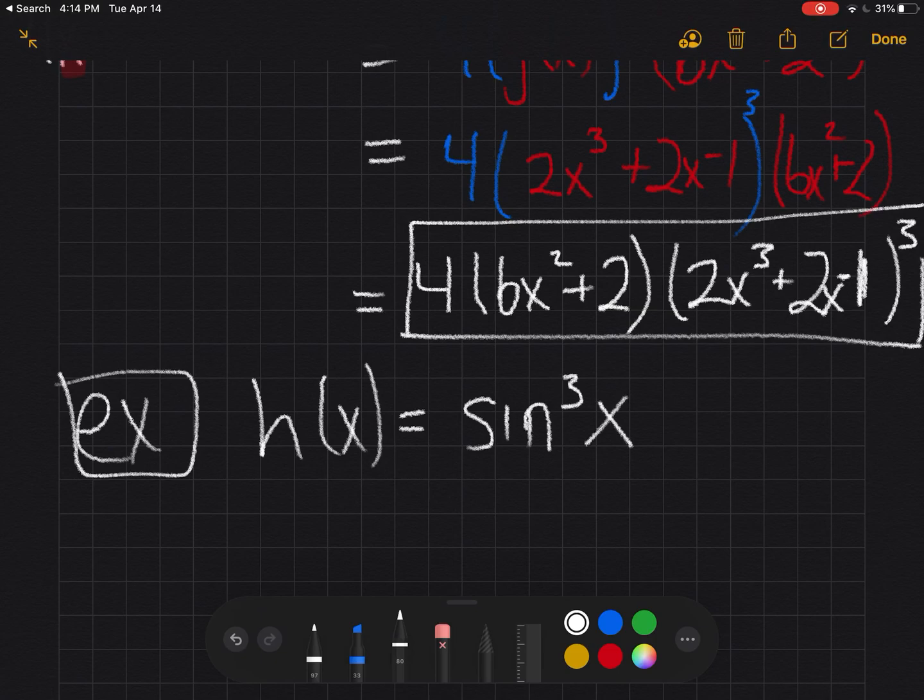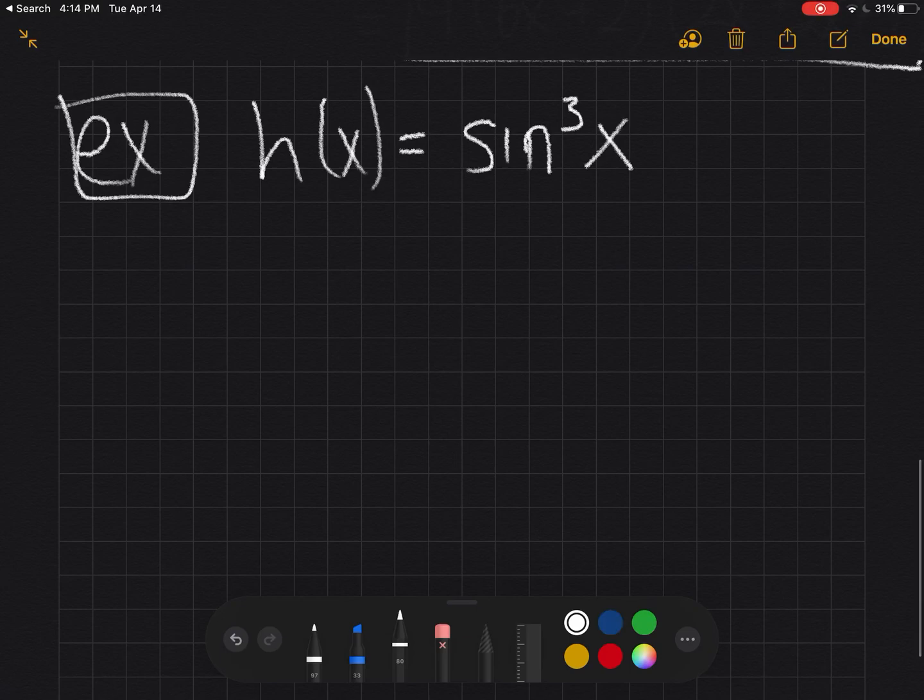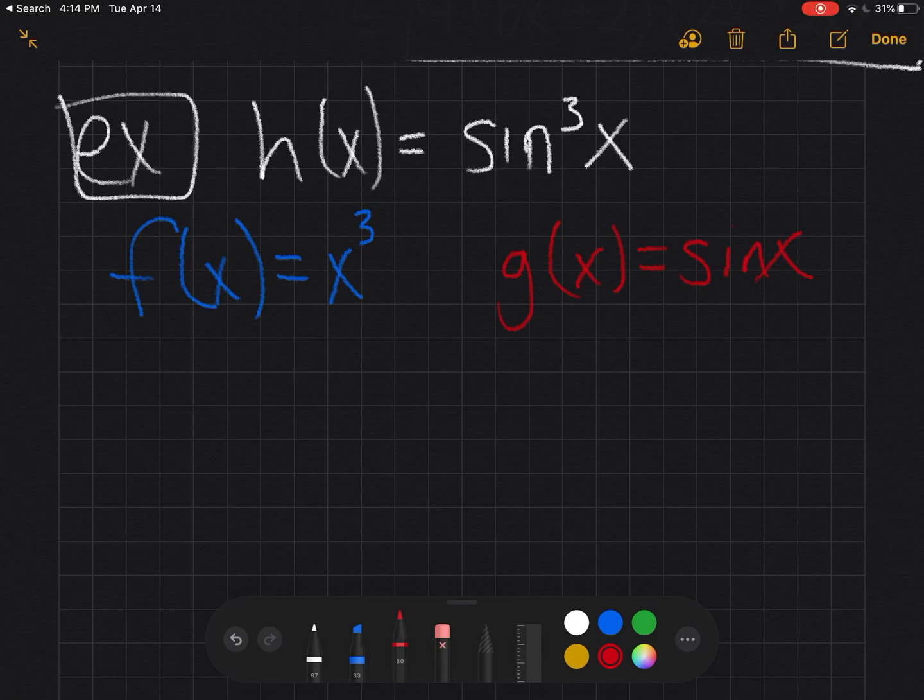What if I have a trig function in the mix though? So we're going to do another example here. And let's say I have this time h of x is equal to the sine cubed of x. So here my outside function, f of x, is x cubed, and my inside function, g of x, is the sine of x. Let me show you why. This one's a little complicated, and I think it might benefit us.